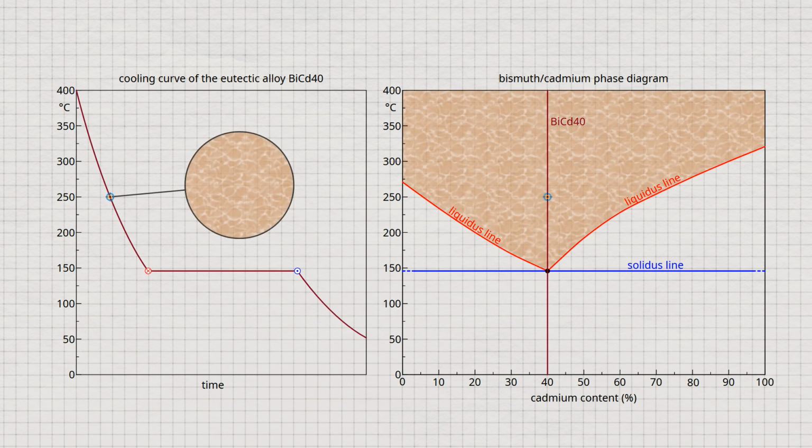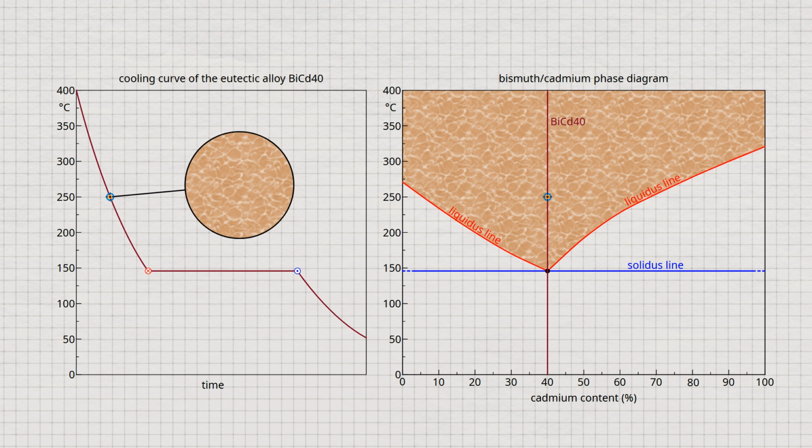Starting from the molten state, cooling leads to a reduction in the kinetic energy of the bismuth and cadmium atoms, with the substances initially preventing each other from crystallizing due to their very different chemical properties. The solidification temperature of the alloy is therefore lower than that of the pure materials. In terms of temperature, the onset of solidification coincides with the end of crystallization in the phase diagram. Eutectic alloys therefore solidify like pure substances at constant temperature.